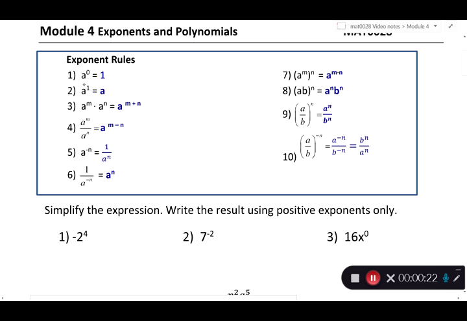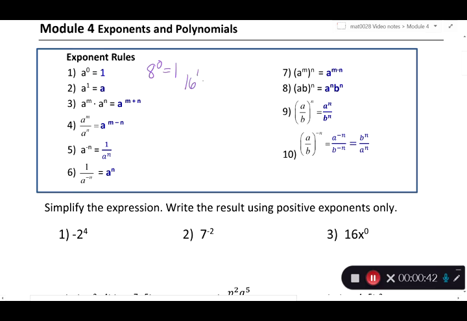They use a as the base, but we could use any number. If I said 8 to the 0, this would also equal 1. Any number raised to the 0 power equals 1. Any number raised to the first power equals that number, right? 16 to the first power just equals 16.